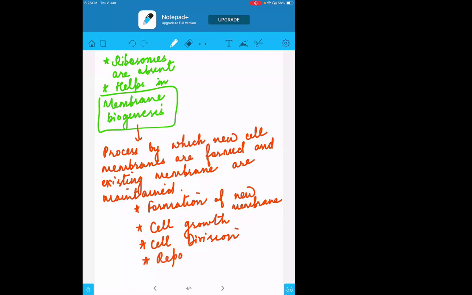They are also important to form new membrane so that repair and replacement can take place, because the cell will not be in good condition every time. So there should be some kind of replacement. For that reason, membrane biogenesis plays a very important role.